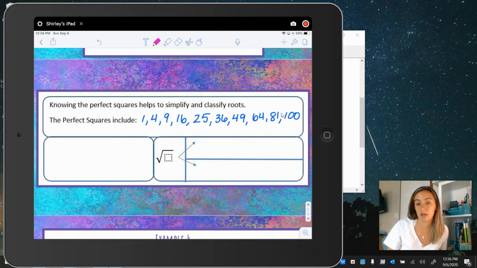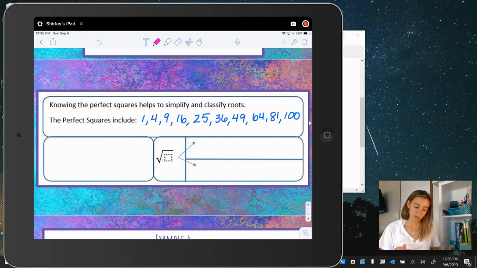It's important to note here that the list doesn't stop at 100. That's just where I ended it. You would just go on as much as you can. You're just squaring every number. 11 times 11 is 121. 12 times 12 is 144. 13 times 13 is 169. Your list of perfect squares doesn't end.